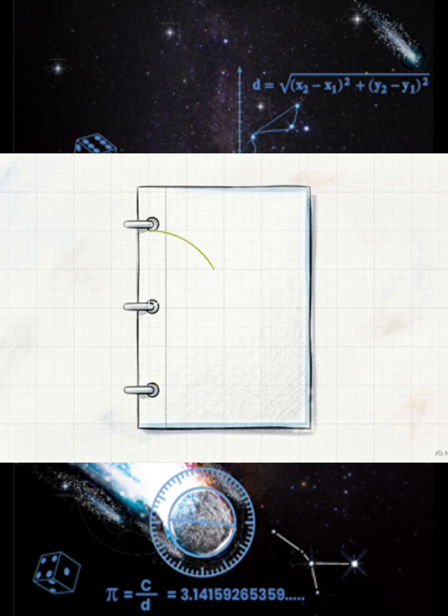But what about a specific smaller curve? A full circle is always 360 degrees. To find the length of any specific arc, you take the full circumference, 2 pi r, and multiply it by the fraction of the circle that the arc covers.